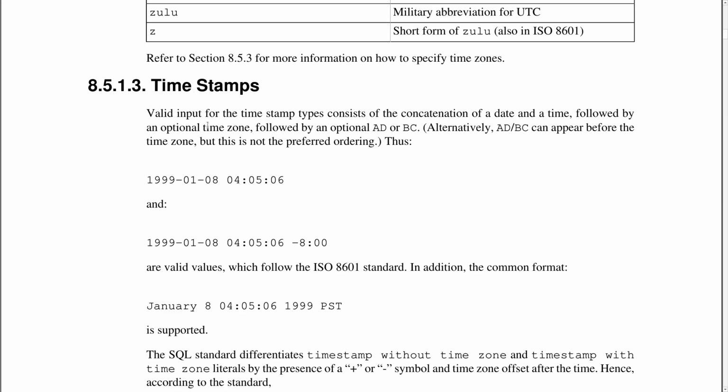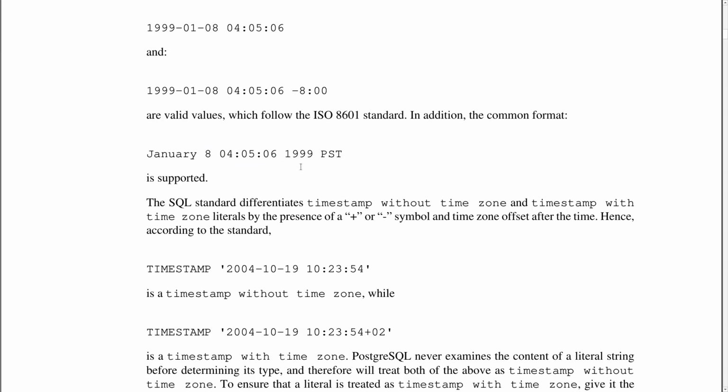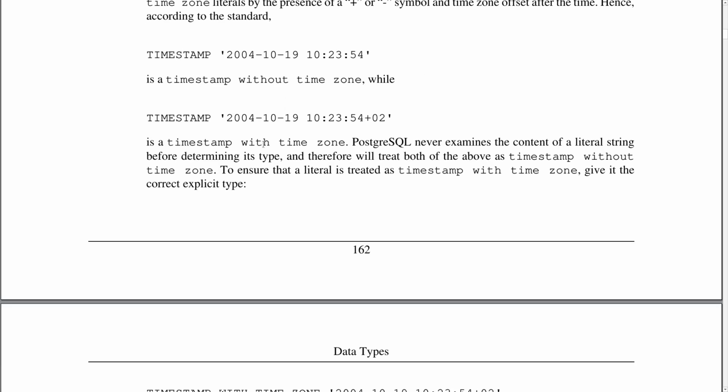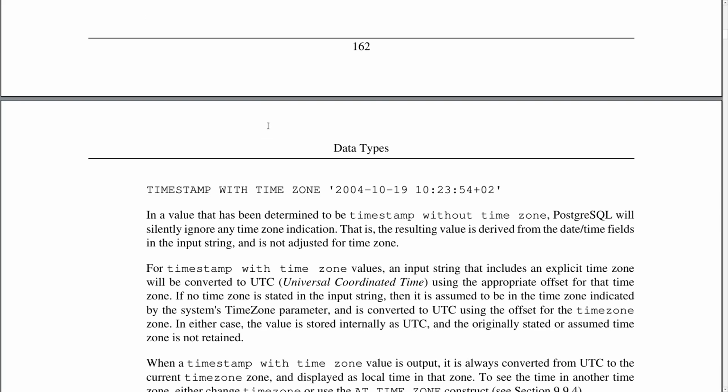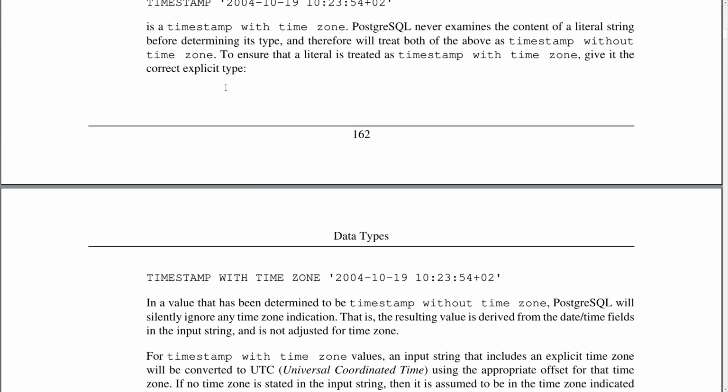Now we look at timestamps. Valid inputs for timestamp types consist of the concatenation of a date and time, followed by an optional time zone, followed by an optional AD or BC. So we can have this, or we can have this. So it is the date and the time zone. Now you can write like this also, but we care only about time zones. So for example, these are also correct.